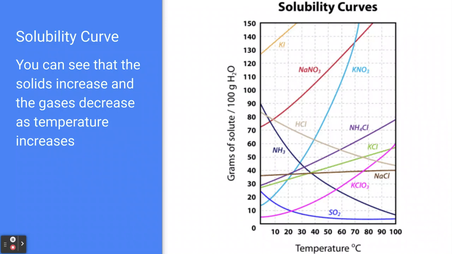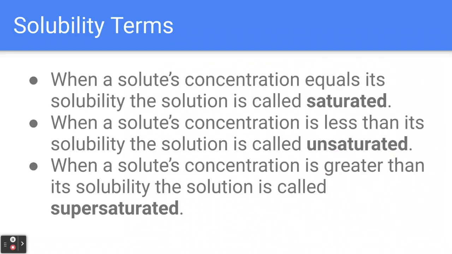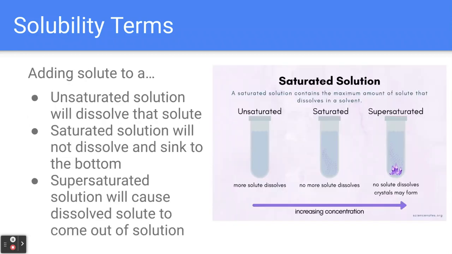Those are your solids. Now, when we deal with a solution, we can think of it in three ways. We can think of it as being saturated, unsaturated, or supersaturated. So when a solute's concentration equals its solubility, that's known as saturated. When its concentration is less than its solubility, it's known as unsaturated. And when it's greater than what its solubility is supposed to be, it's called supersaturated.